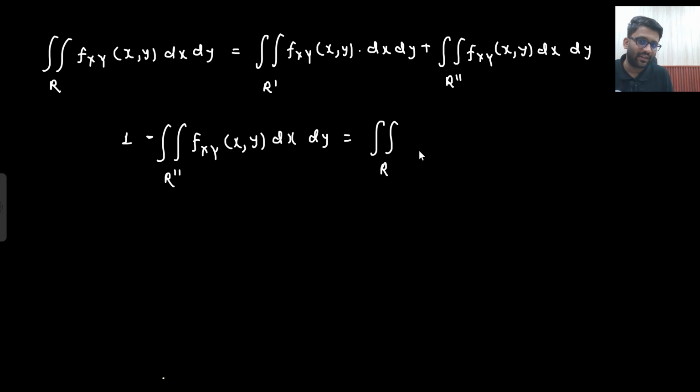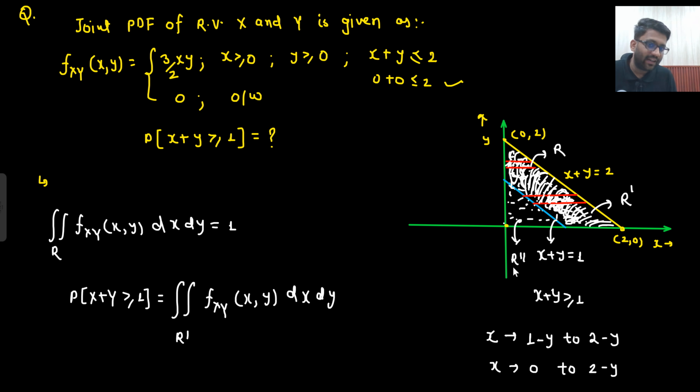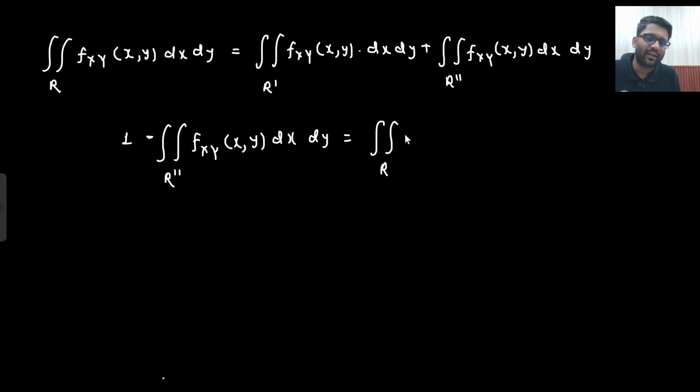This r double dash is coming here because I know that finding r double dash is easy for me, right? Finding the surface integration for r double dash will be easy because if I choose the strip, the limit of y goes from 0 to 1 minus x. So it will be very easy to find out, right? But here, this particular thing would be difficult.